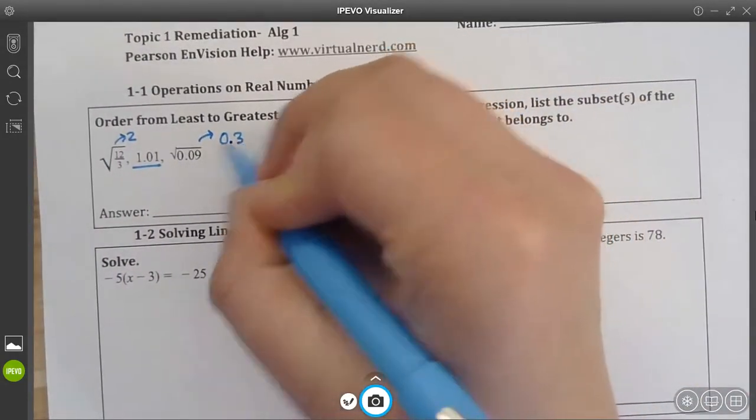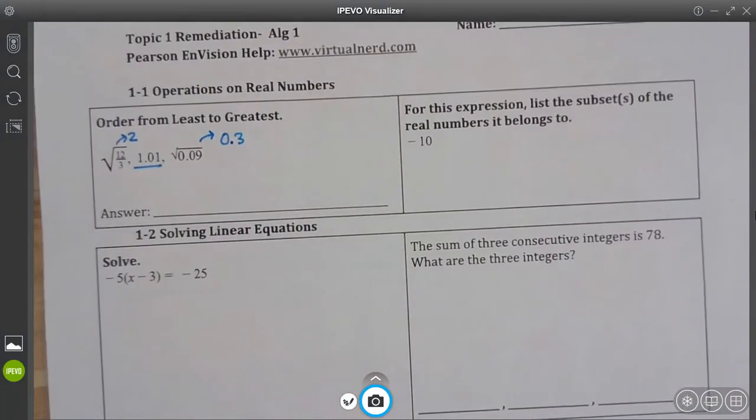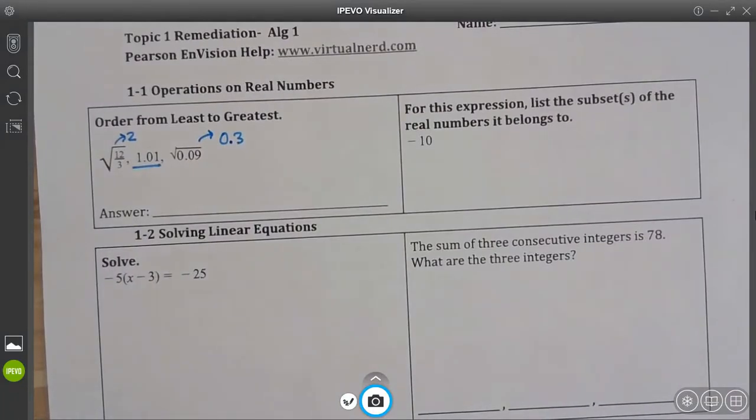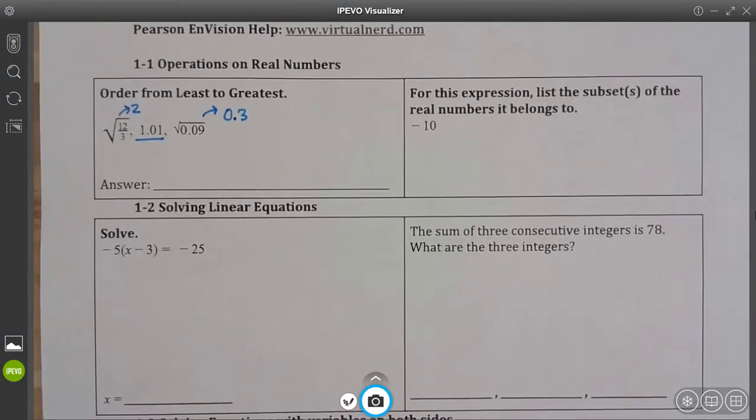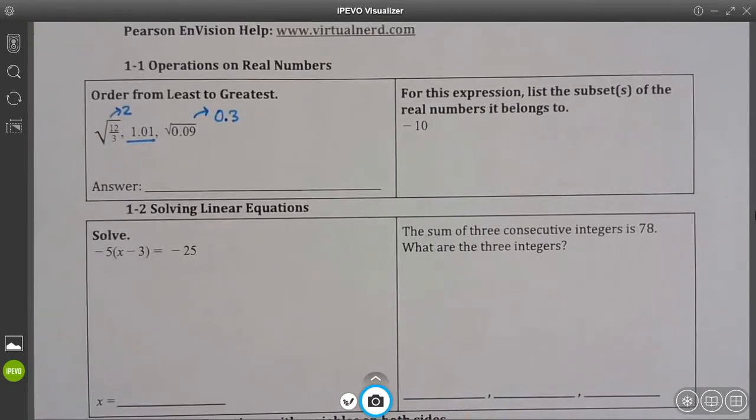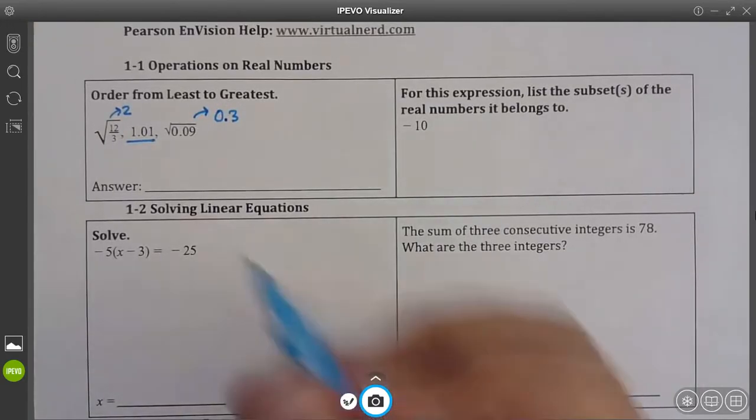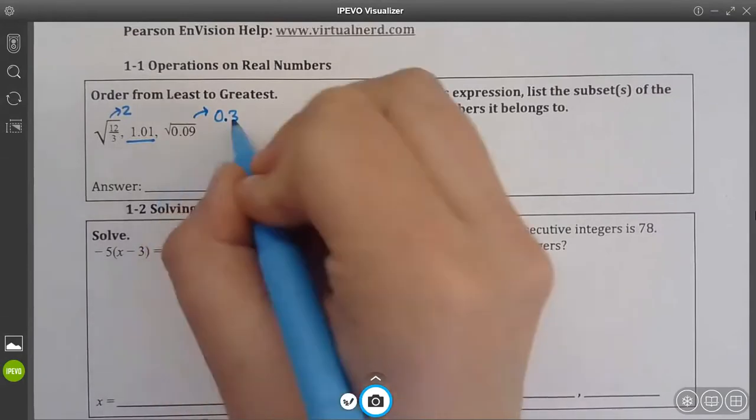So when we want to order these from smallest to largest, now that we've simplified all of our numbers and we've got decimals where we need them, now it's a little bit easier for us to understand what the value of each of these terms are, and then we can order them from smallest to largest. So the smallest one that I see is this 0.3.